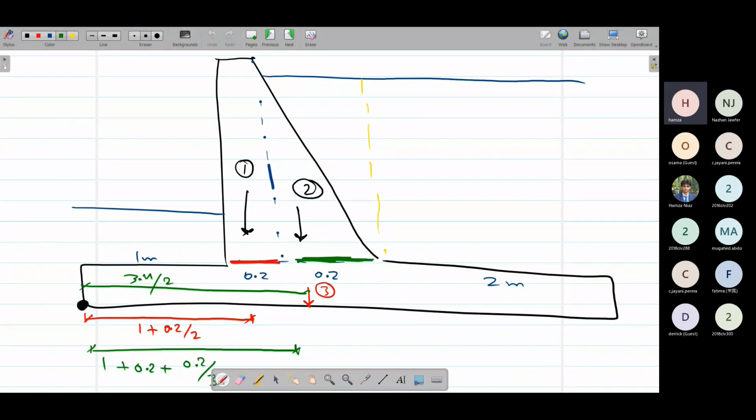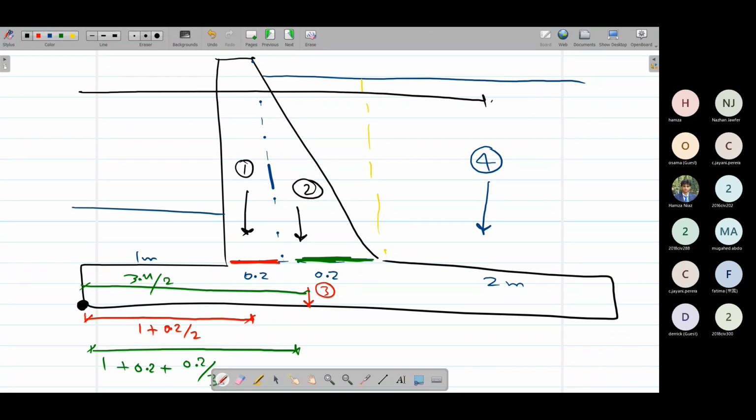And the fourth one is this backfill of sand. The backfill of sand, the length would be like this. That would be 1 meter plus 0.2 meters plus 0.2 meters. This is all the stem portion and the toe portion, plus this 2 portion of the backfill divided by 2. So it will be 1.4 plus 1, 2.4 meters.